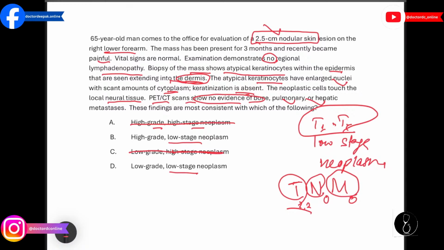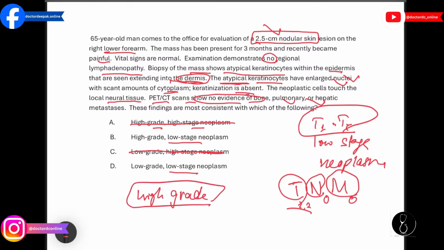Now, is it a high grade or low grade? And you know grading means the resemblance and cell differentiation compared with normal tissues. So if you check, it is atypical. Atypical means it does not resemble the normal tissue, and the keratinocytes have enlarged nuclei and a scant amount of cytoplasm. So when a cell is poorly differentiated and does not resemble normal tissue, then it's a high grade.